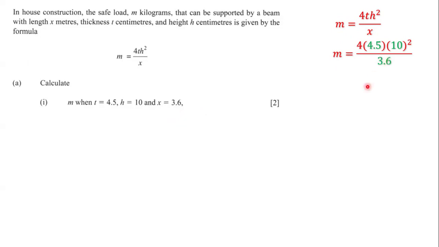And so what we're going to do here is we're going to perform these calculations to figure out what is the value of M. And so we have 4 times 4.5 times 10 squared. And what that equals to, when we multiply them together, we get 1,800. And so we have 1,800 divided by 3.6. So we have that M is equal to 1,800 divided by 3.6. When we divide them, we get that M is equal to 500. So the value of M when T is equal to 4.5, H is equal to 10, and X is equal to 3.6, the value of M is 500.